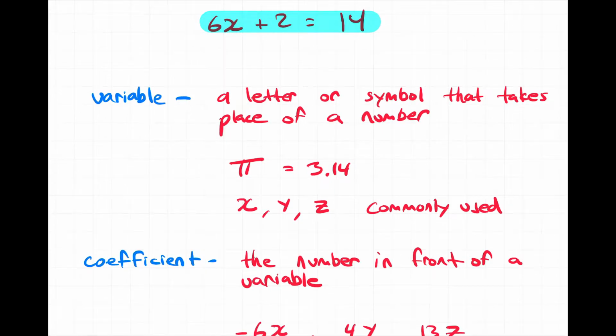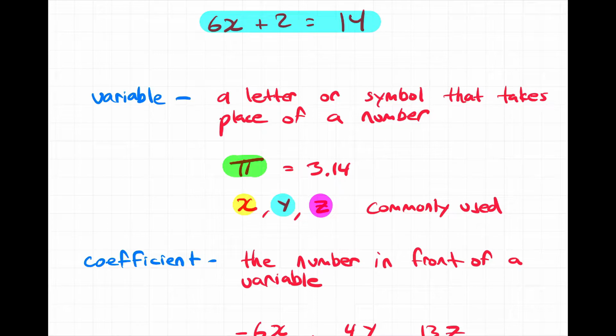So, like I said before, a variable, well, what is that? Well, a variable is a letter or a symbol. So mostly we're going to be using the symbol x. That's the most popular one, followed by y, and finally z. But basically we can use any letter. And in some cases, we're going to actually use a symbol such as pi.